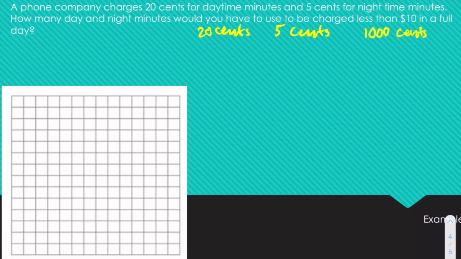So there's that. The daytime minutes, we're going to call that X. So X is daytime minutes. And Y then is going to be nighttime minutes.